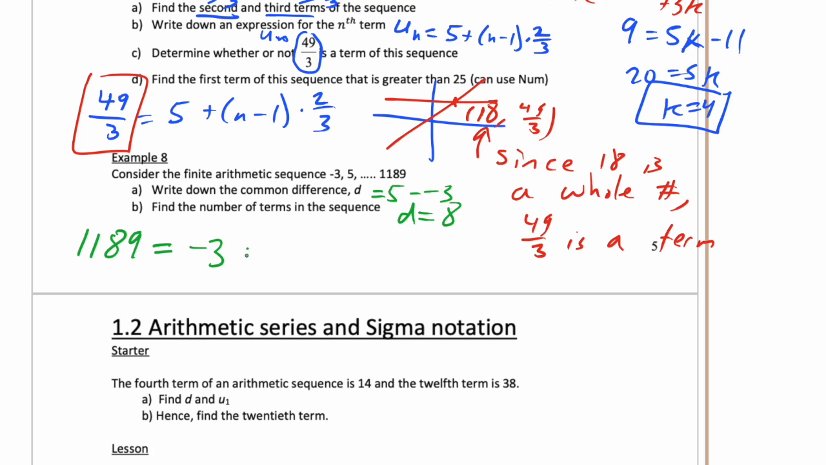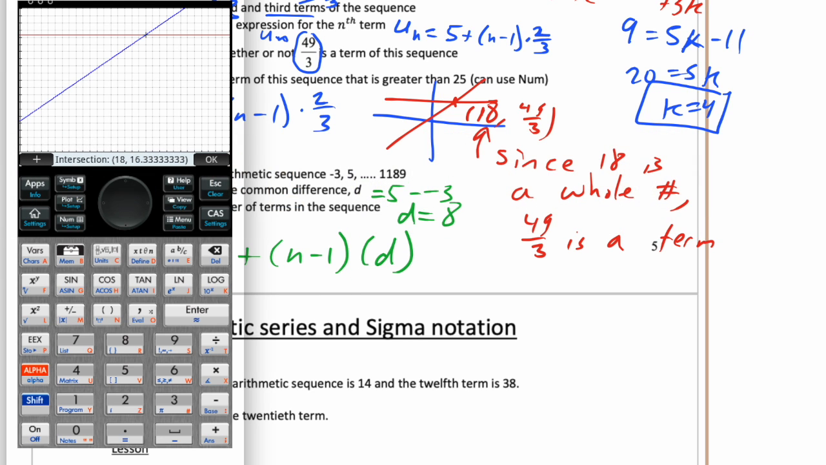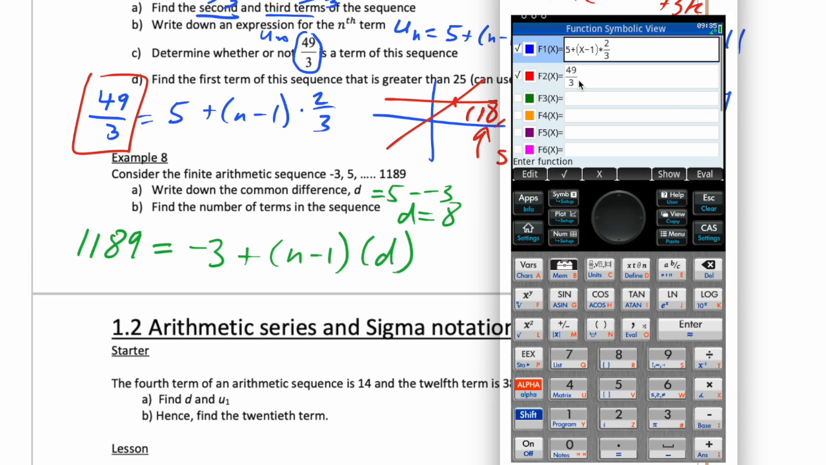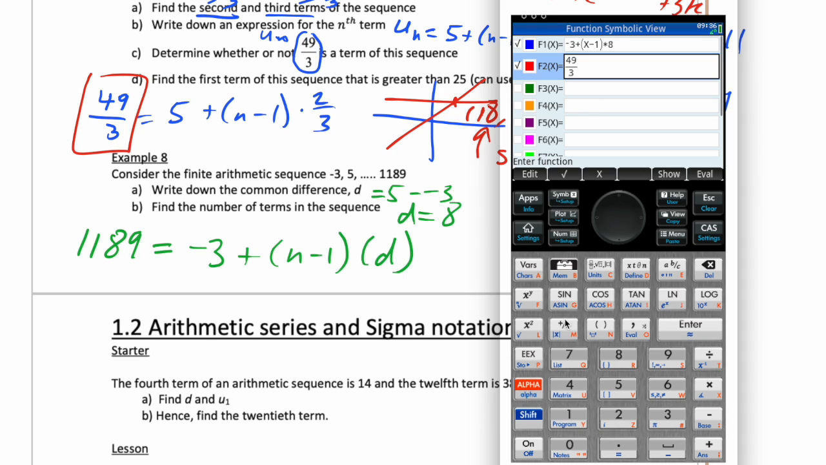First term is -3 plus n minus 1 times the d value. We can do this on the calculator as well. You can also solve it pretty easily manually. I already got something in there, so I can just change some of those numbers, like -3, and the d value in this case is 8. We want to see when that equals 1189.